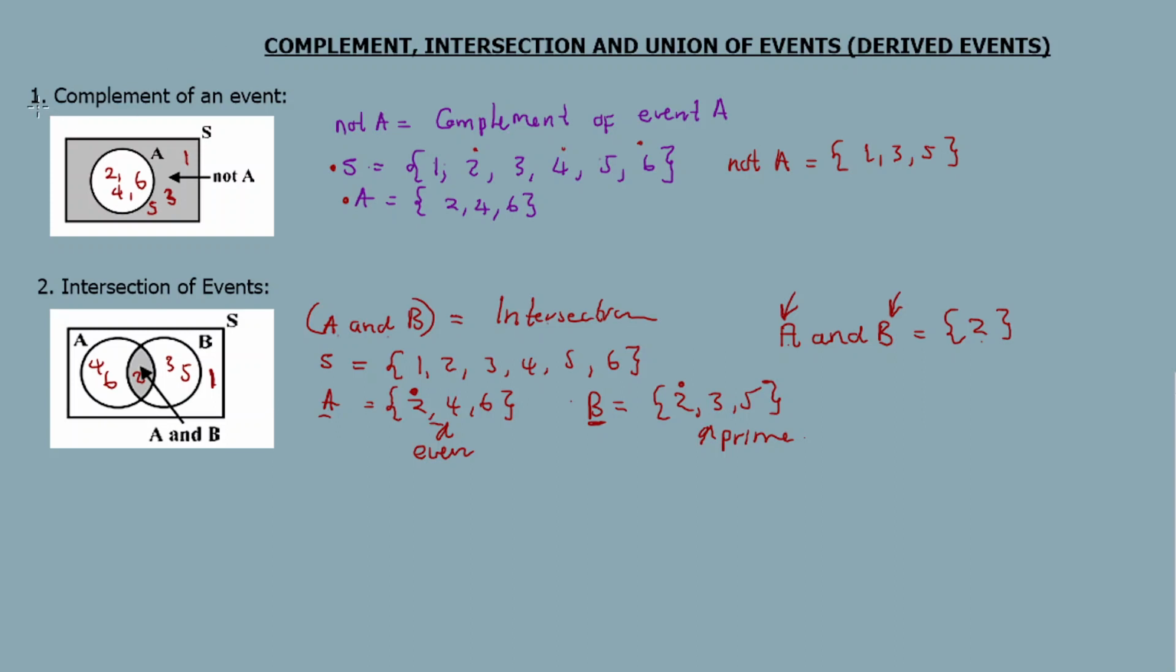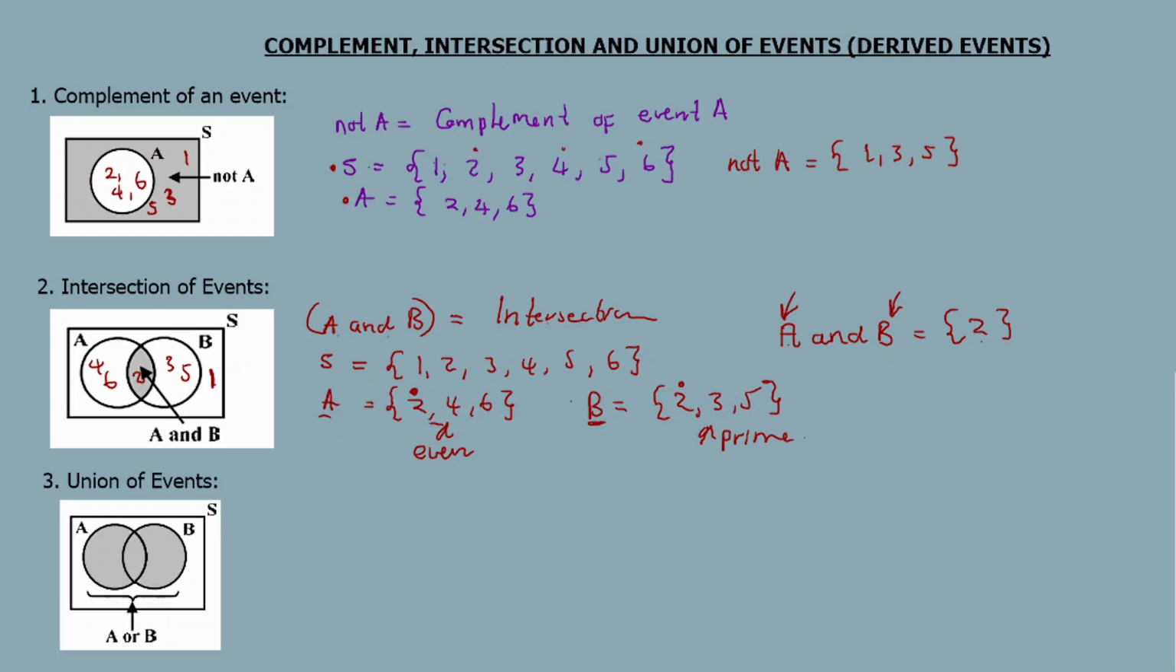So just understand the complement of an event, the intersection of events, as well as the last one, which is the union of events. A or B is equal to the union of events. Union you remember by the U, intersection you remember by the N.